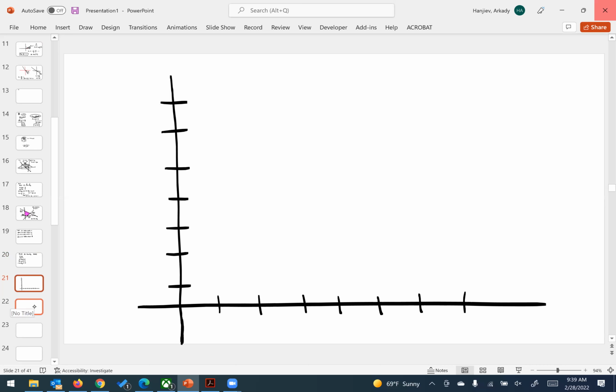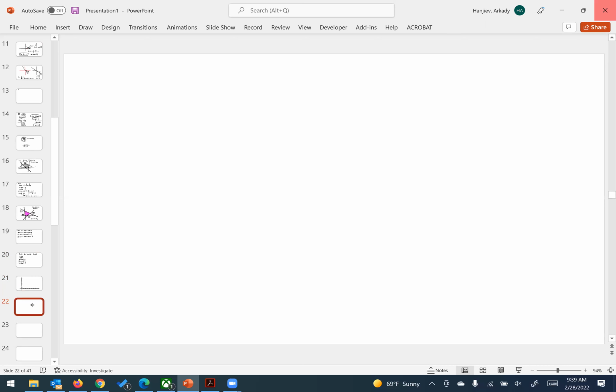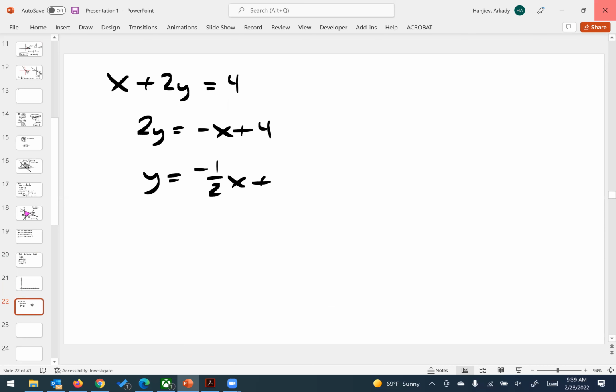So let's go back to, okay, you guys try it yourself here. I'm going to start doing mine. Set equal to 4. Subtract. That's what I'm graphing there.